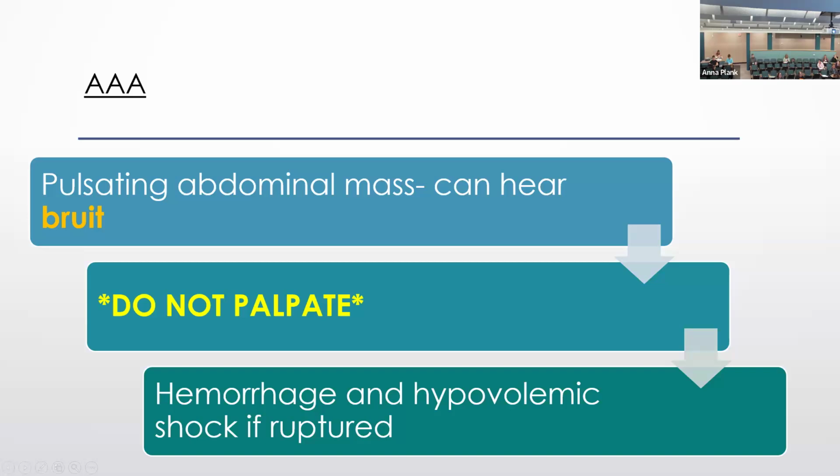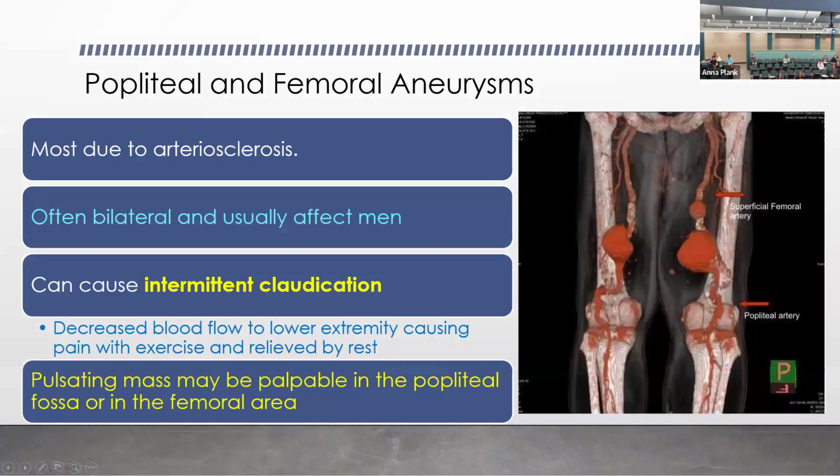So anytime you look at a belly and you see something kind of pulsing, or you listen, we're supposed to listen to all the quadrants of the belly, right? If you hear a swooshing sound, definitely make sure you're not pressing on it, because that aneurysm could burst, right? And if it bursts, obviously that's our main highway of blood to everything. We're gonna end up with hemorrhagic and hypovolemic shock.